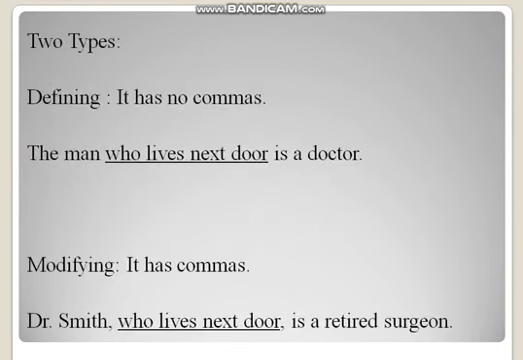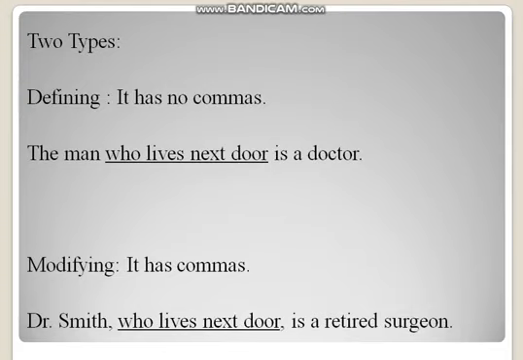Okay, then another thing, that we have two different subtypes, we can say, two types of adjective clauses. One is defining adjective clause, while another is modifying adjective clause. Now what is the main difference between defining and modifying? As you know, defining means the definition, to give definition to something, to define something. So whenever an adjective clause is defining someone or something in a sentence, then it would be a defining adjective clause. Now let's look at how it is defining someone or something.